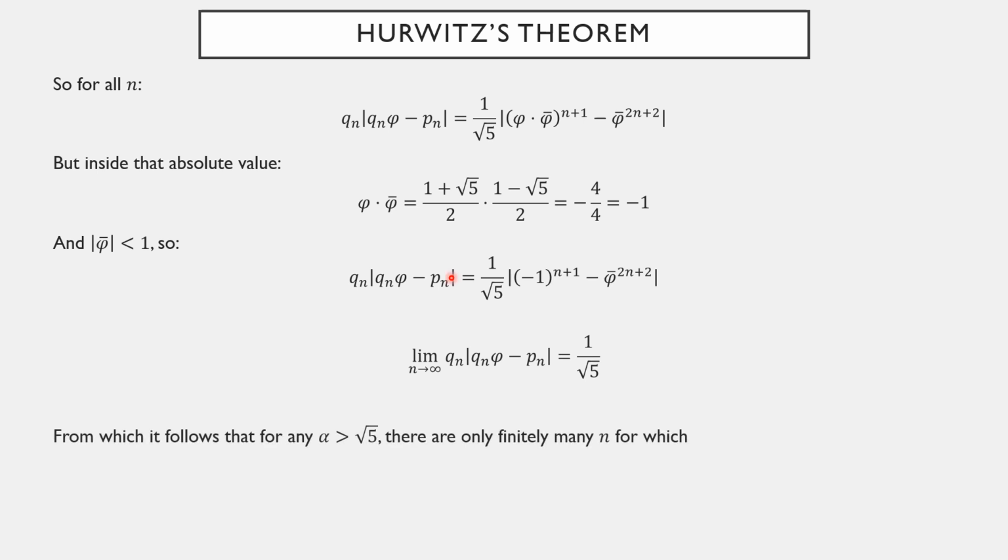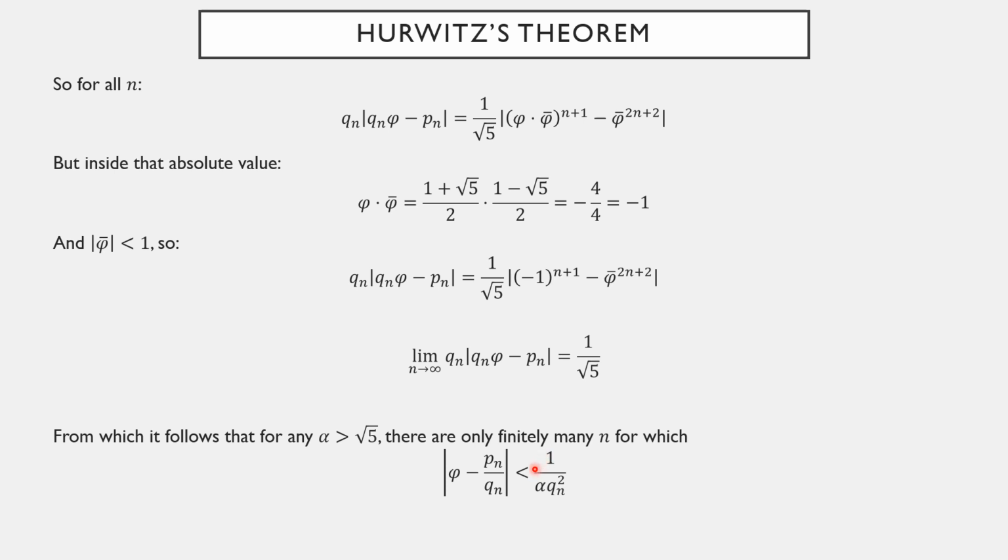From which it follows, if this sequence has limit 1 over root 5, if you pick any alpha bigger than root 5, there will only be finitely many terms for which this inequality can possibly hold. If you multiply the Qn squared to the other side, you'll get exactly this. Okay, and if alpha is bigger than root 5, here I have something less than 1 over root 5. If the limit is 1 over root 5, only finitely many of them could be less than something which is less than 1 over root 5.